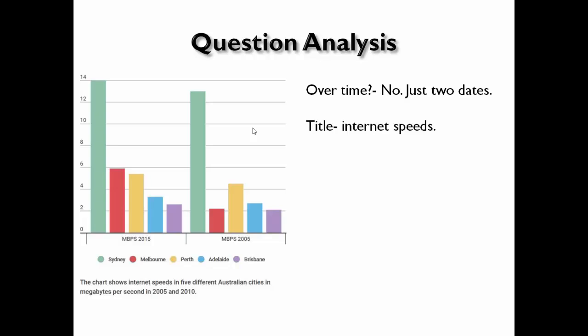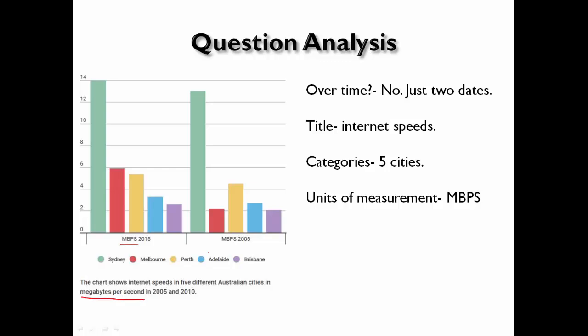What's the title? It is about internet speeds in Australian cities. So how fast someone's internet is. The categories are the 5 different cities, major cities in Australia. And the units of measurement are megabytes per second. So it says that at the bottom here, megabytes per second, and it says Mbps here. So we're just going to refer to it as Mbps or megabytes per second.